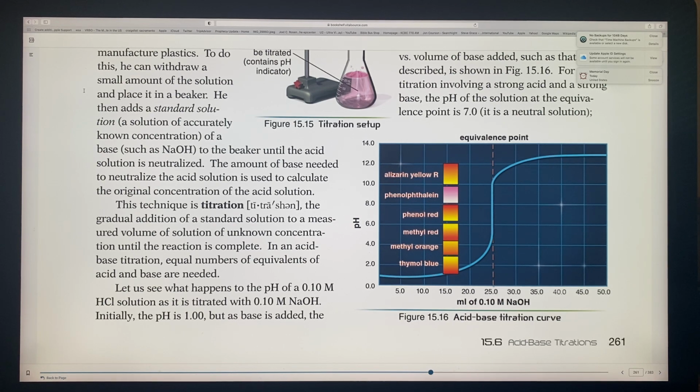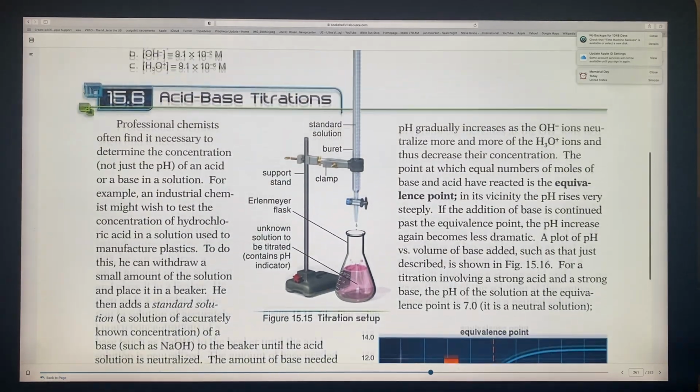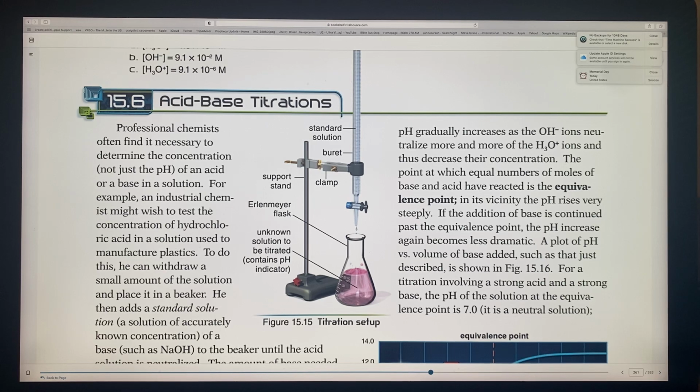In an acid-base titration, equal numbers of moles of acid and base are needed. So titration is how you find out how to neutralize, especially if you need to be more exact, because pH may be an estimate. You need to know your amount, especially when you're dealing with large amounts of acid that you need to neutralize. So here's a picture of one way to do it, with the clamp, and how the titration is set up.